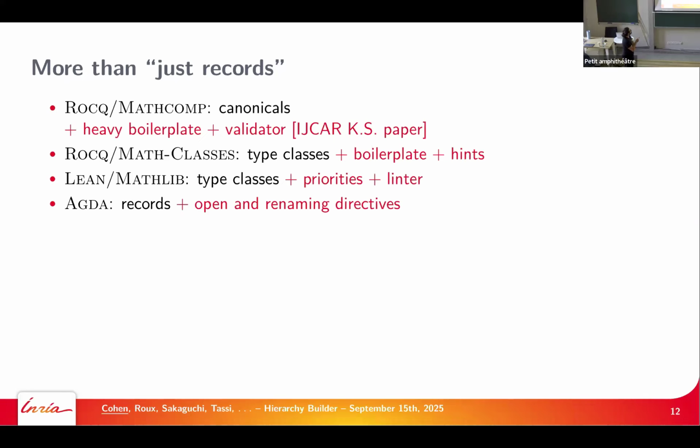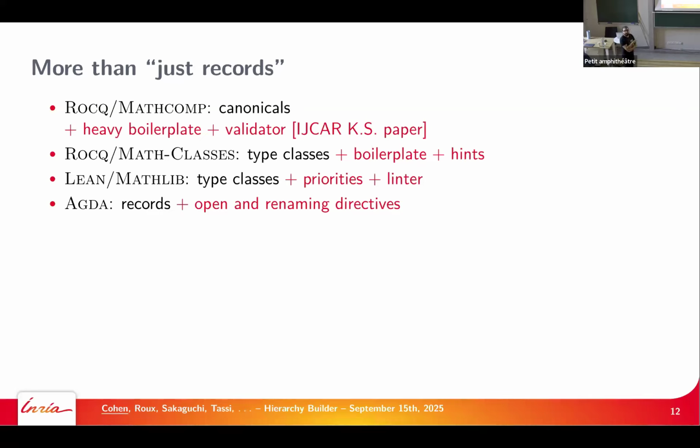In MathComp 1, there was also a validator to make sure that it held up together. I should have added MathComp 1 here. In math classes, there is a lot of boilerplate and hints you need to configure precisely. In MathLib, you need to add priorities. You cannot expect the type class mechanism to find the right priority for the instance for you. You have to introduce it yourself, and you need a linter to tell you whether you're wrong or right.